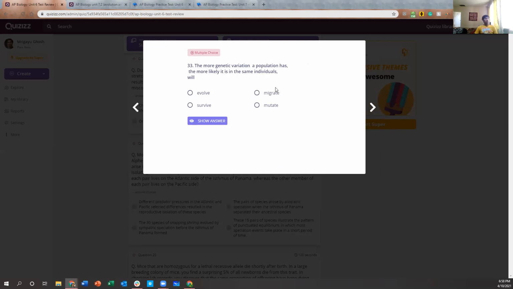The more genetic variation a population has, the more likely the same individuals will... So if there's more genetic variation, generally that's better for the population, because you can survive diseases, right? Because if there's a disease that affects only a certain number of people with a certain mutation, then the other ones with the other mutation would survive. Whereas if it's a homogeneous group, then that's problematic, because that would wipe out the entire population.